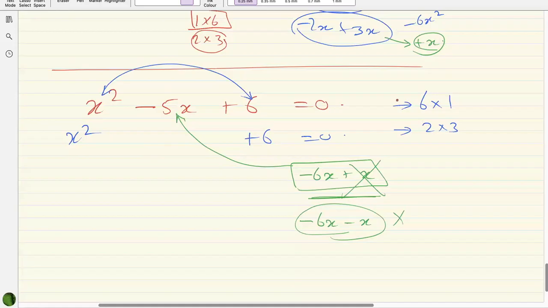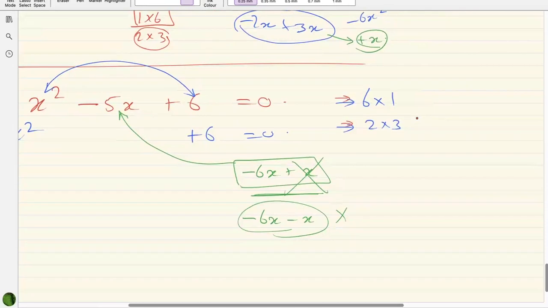It is always 6-1 or 2-3. So before writing, if I see 6 plus 1 is 7, 6 minus 1 is 5, I do get that. But one of them has to be negative. And when one of them is negative, the product would be negative. So I leave the first option and select the second one.